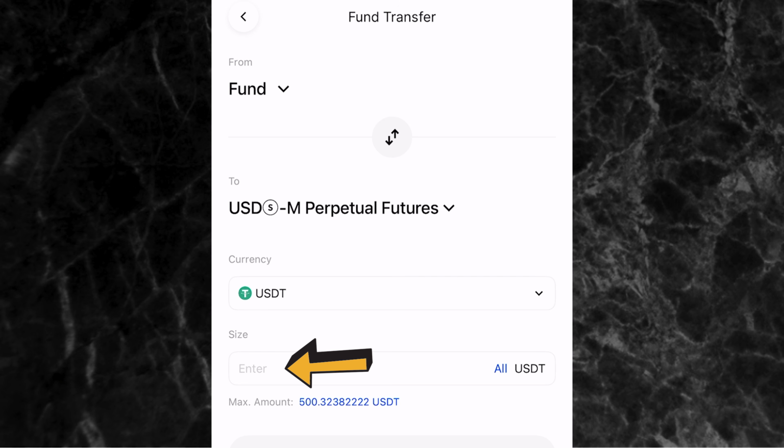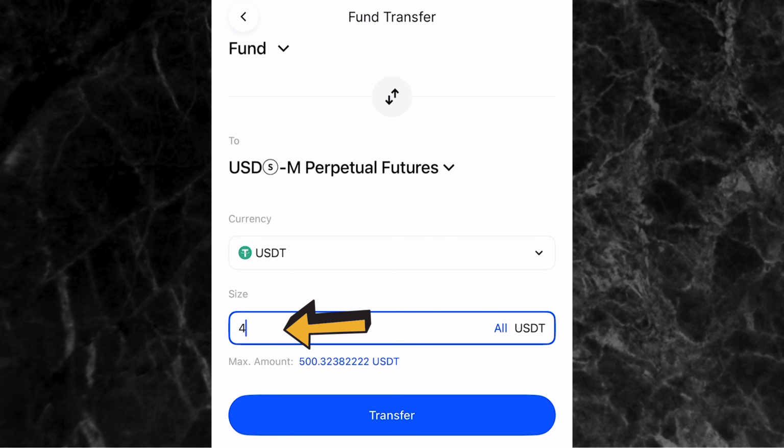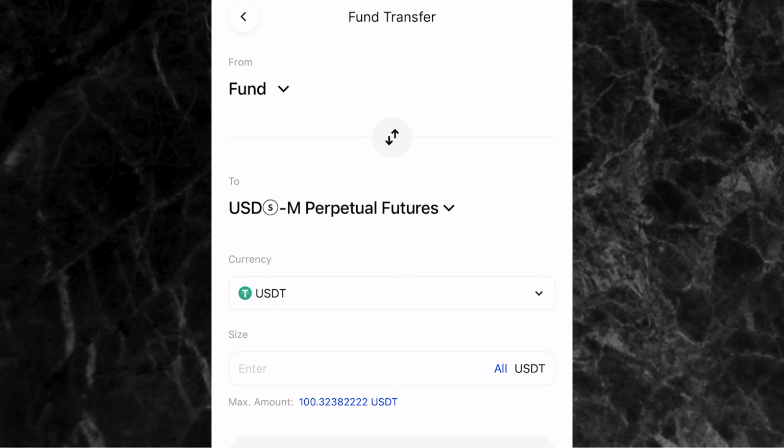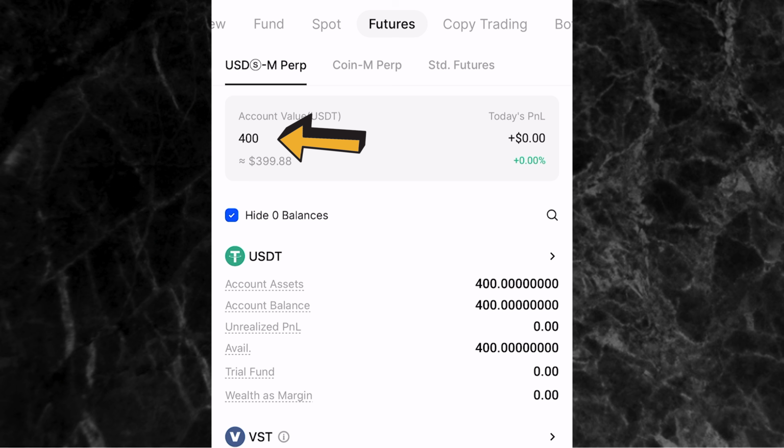And then you come right here where you have size and enter the amount of money you want to transfer. So let's say, for example, I want to transfer $400. So I'll just put 400 right there, and then I'll click on transfer. So if I go back right here to my futures wallet, this is my futures wallet right here. Let me click on it. So right here I have 400 USDT. You can see it right here.